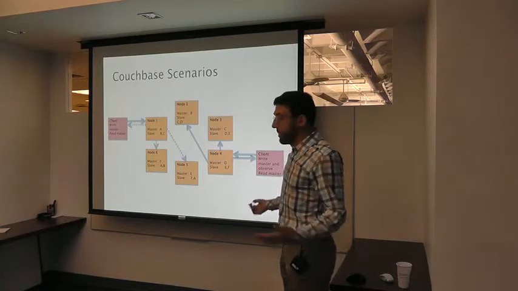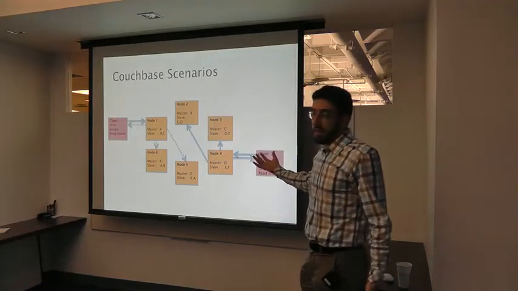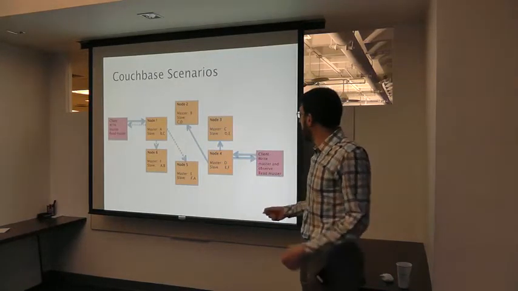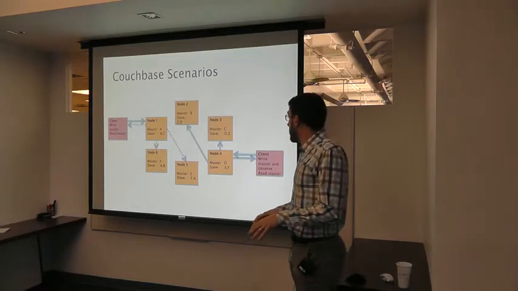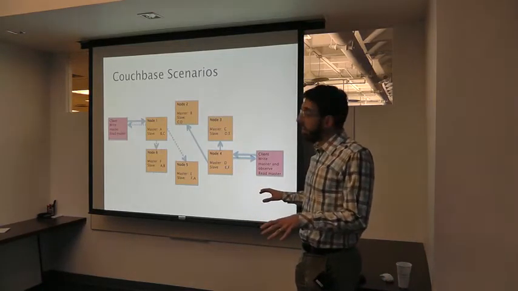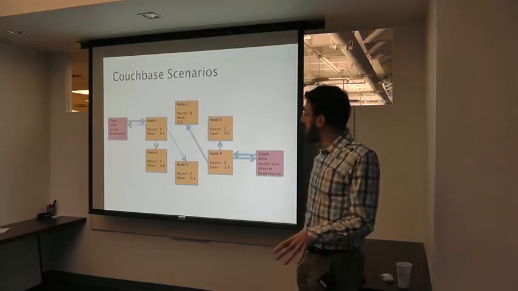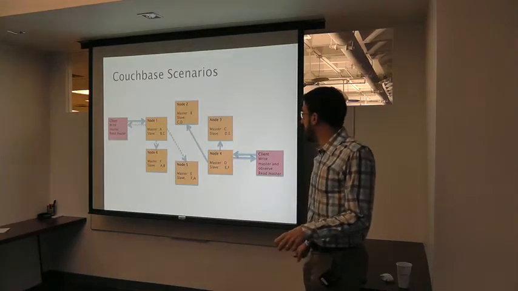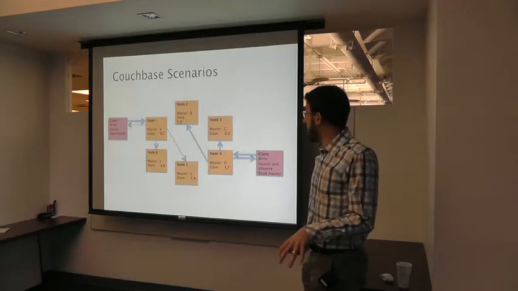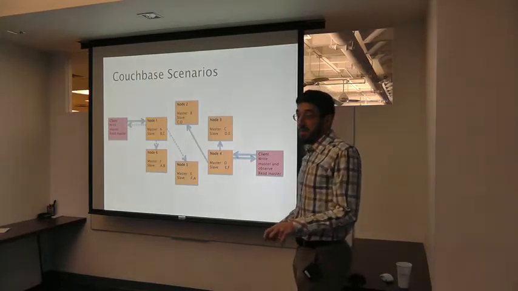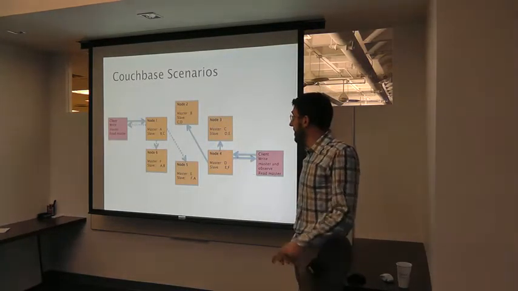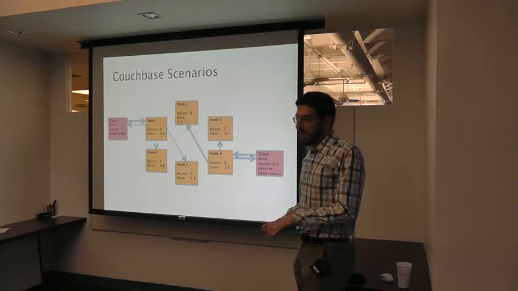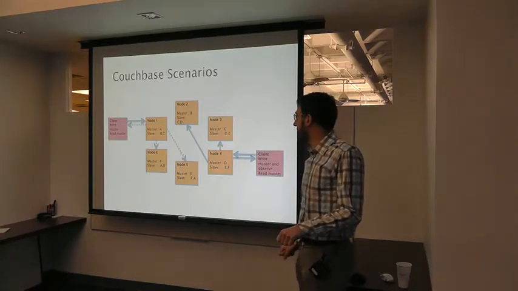And basically, this is a hypothetical cluster of six nodes. There's data on various shards spread across it. In each one of these, we're assuming a replication factor of 3 here. So each node is a master for one shard, and there are 2 slaves for each shard. And Couchbase is a consistent database, but it achieves this very simply. It just always reads and writes from the master.